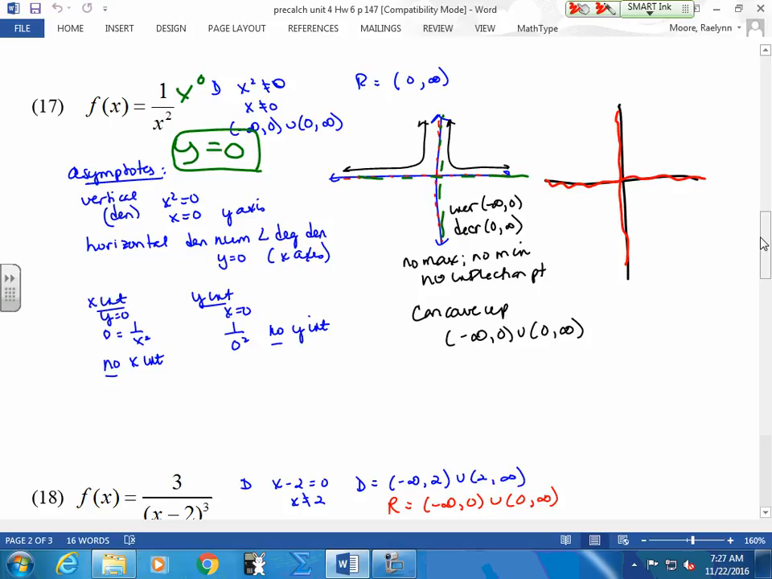Think of it this way. If I were to bring this up, this would be my concave up. It would make like a U. When it's down here, think of just joining it down here. That's bringing you a concave down.